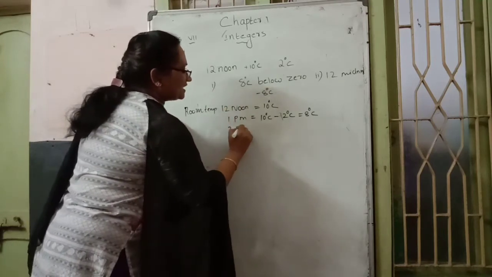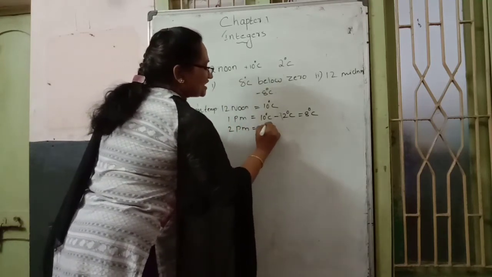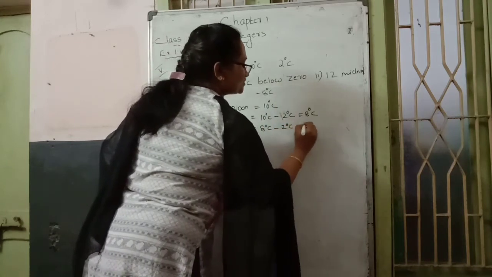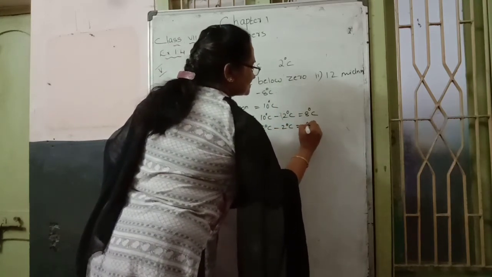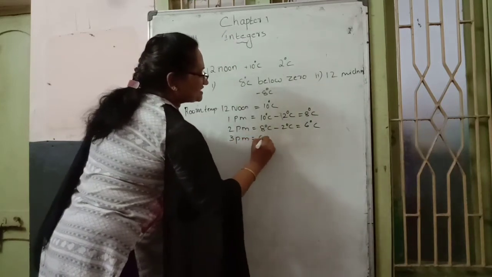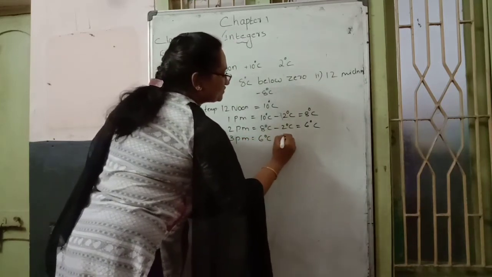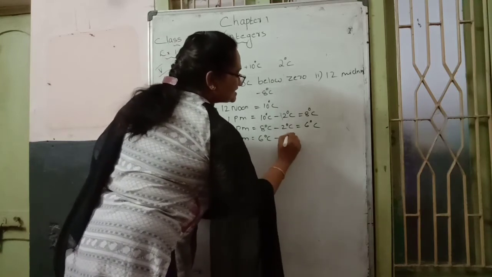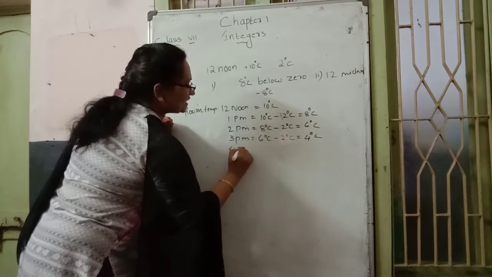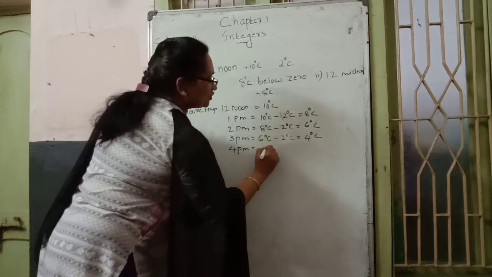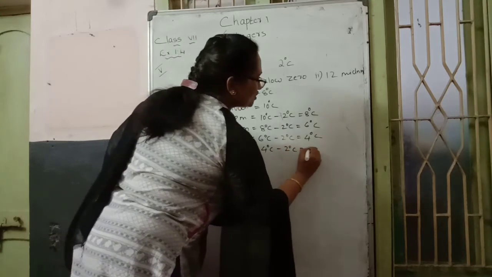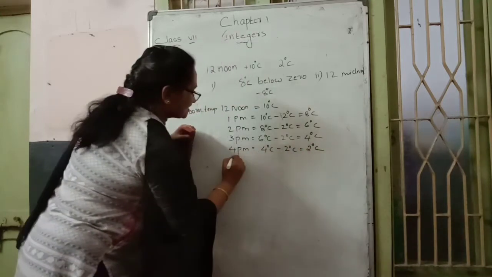Then 2 p.m., what is the room temperature? 8 degrees Celsius minus 2 degrees Celsius is 6 degrees Celsius. Then 3 p.m.: 6 degrees Celsius minus 2 degrees Celsius is 4 degrees Celsius. 4 p.m.: 4 degrees Celsius minus 2 degrees Celsius is 2 degrees Celsius. Then 5 p.m.